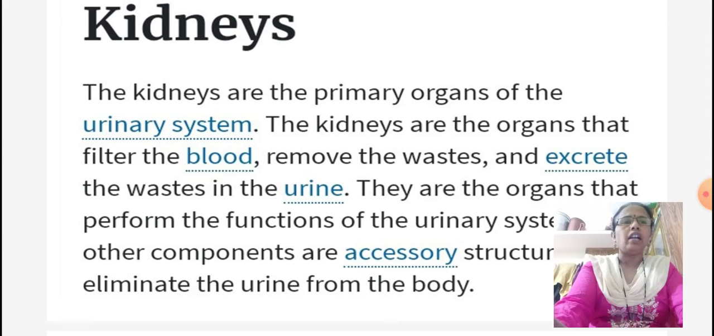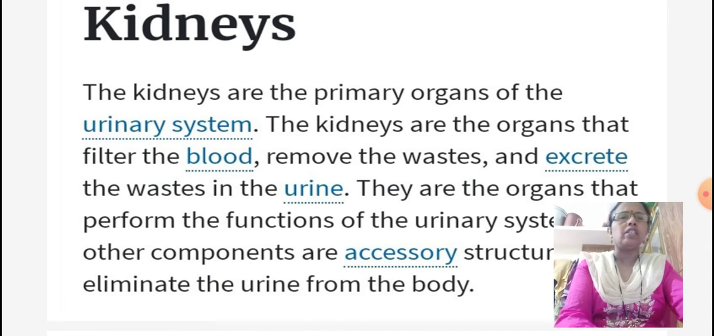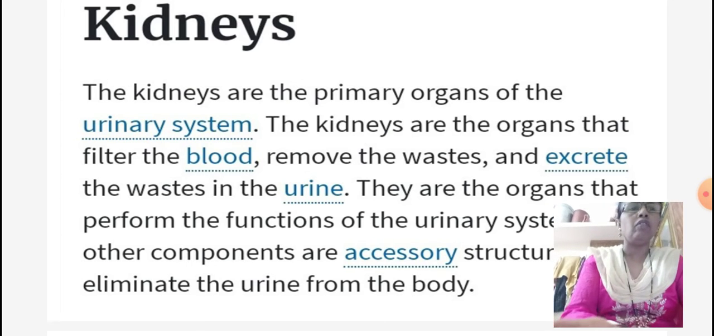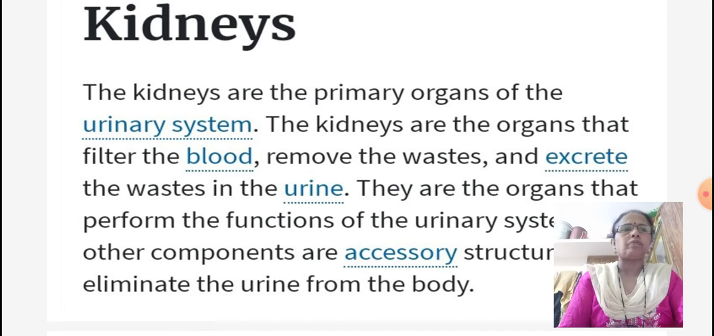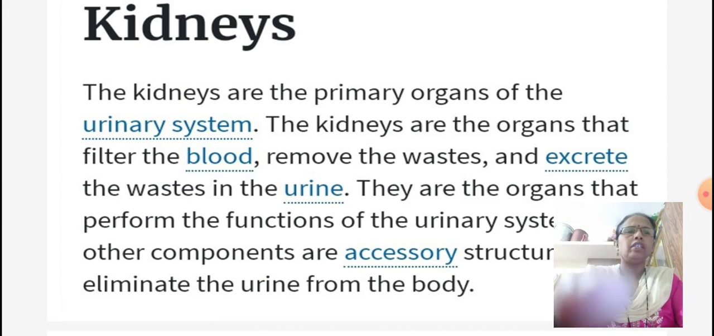The kidneys are the primary organs of the urinary system. The kidneys are the organs that filter the blood, remove the wastage and excrete the wastage in the urine. They are the organs that perform the function of the urinary system. Other components are the accessory structures that eliminate it from the body.